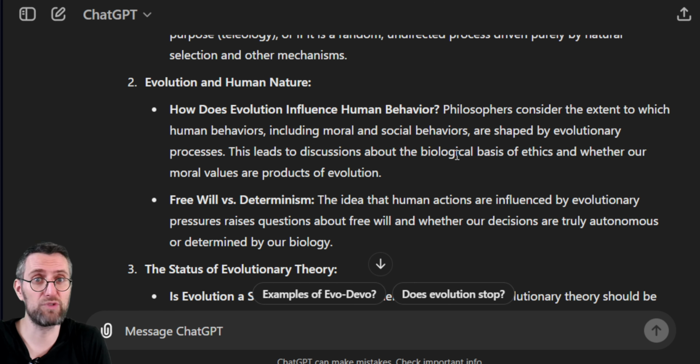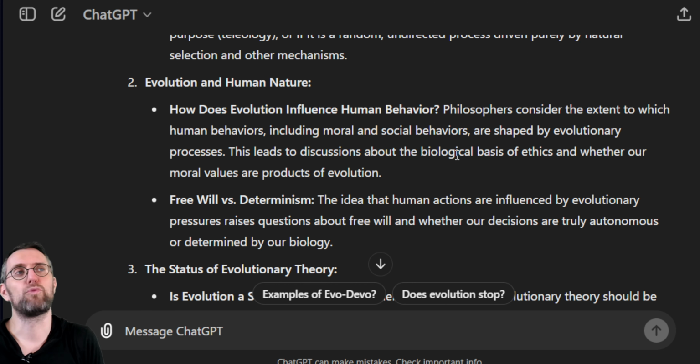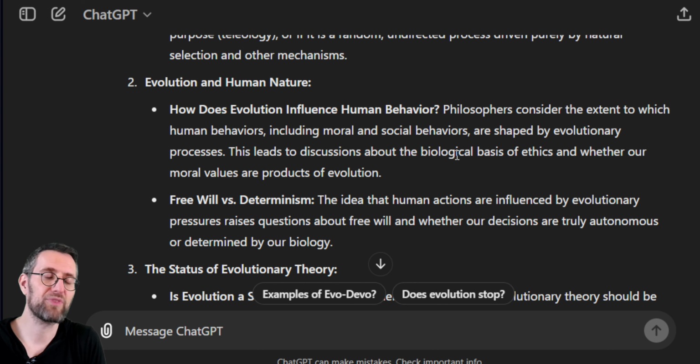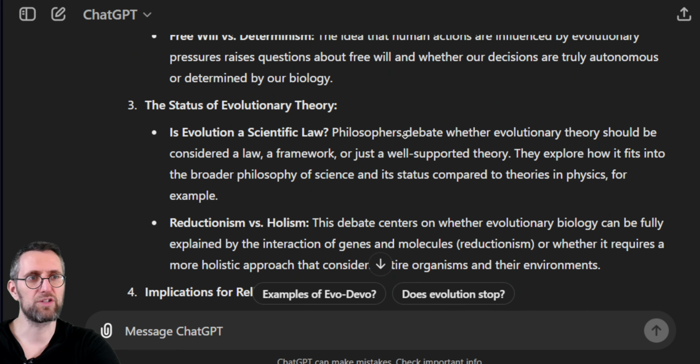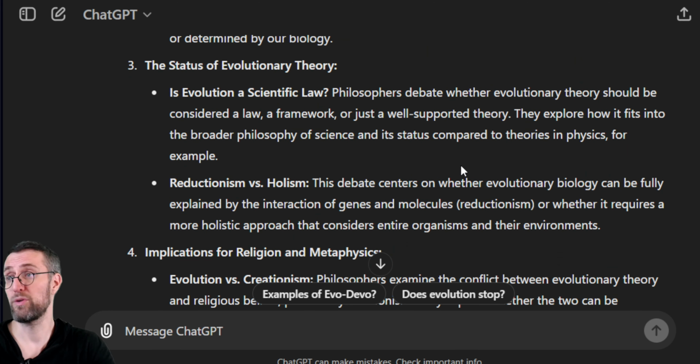I don't know what the relation is, but the idea is that morals are nothing but a result of the evolution before. Free will versus determinism: the idea that human actions are influenced by evolutionary pressures raises questions about free will, etc., etc. The status of evolutionary theory.